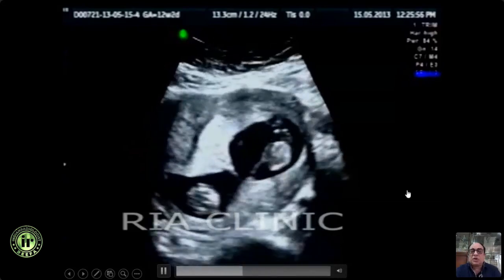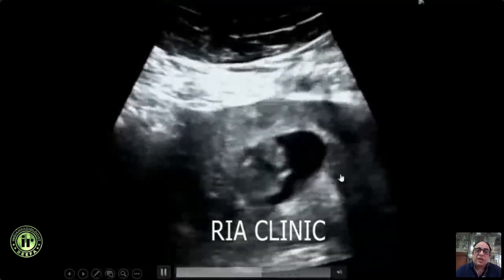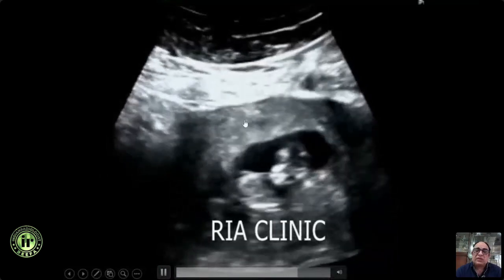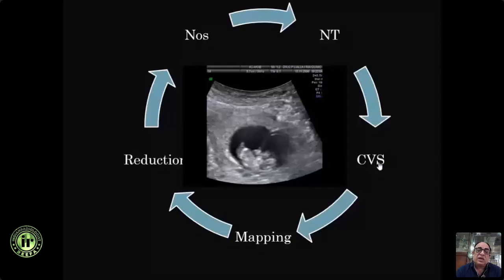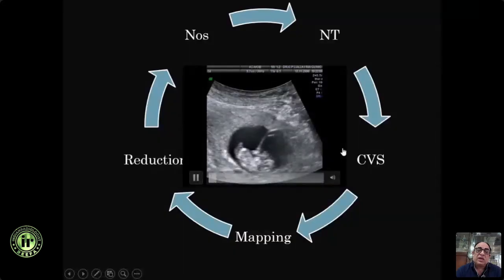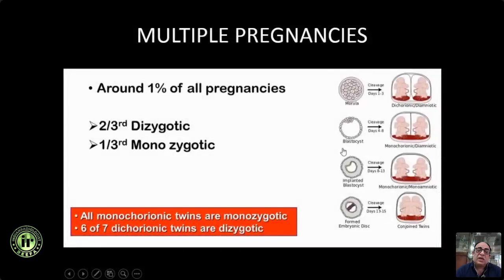But what's important is that you map the pregnancy properly. You draw diagrams, because once the results come back, you need to know which fetus is affected, and then you offer an embryo reduction accordingly. So that's very important that you map the pregnancies.